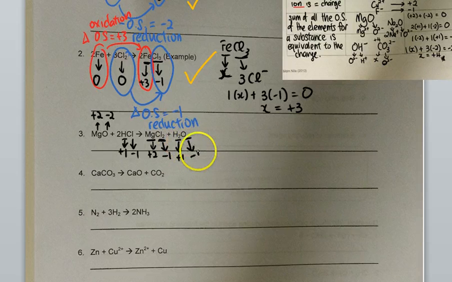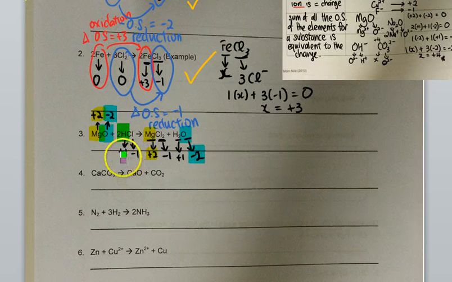O is a -2. So if you look at it carefully, Mg, Mg, +2, +2. Is there a change? Nope, no change. Maybe you look at oxygen. Oxygen from a 2-, down here is also a 2-. Is there a change? Nope.